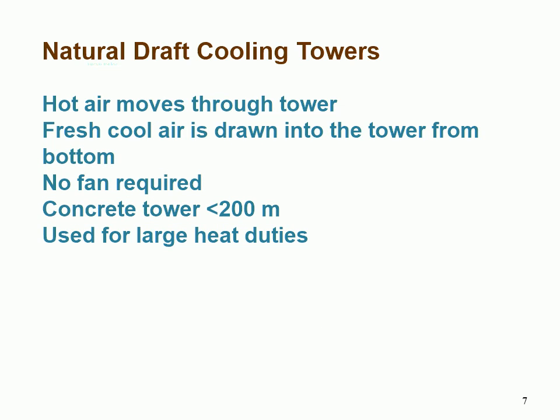The natural draft or hyperbolic cooling tower makes use of the difference in temperature between the ambient air and the hotter air inside the tower. It works as follows. Hot air moves upwards through the tower, because hot air rises. Fresh cool air is drawn into the tower through an air inlet at the bottom. Due to the layout of the tower, no fan is required and there is almost no circulation of hot air that could affect the performance. Concrete is used for the tower shell with a height of up to 200 meters. These cooling towers are mostly only for large heat duties because large concrete structures are expensive.